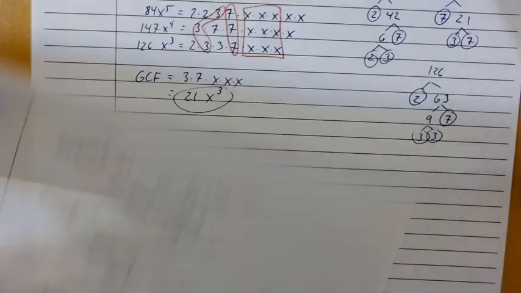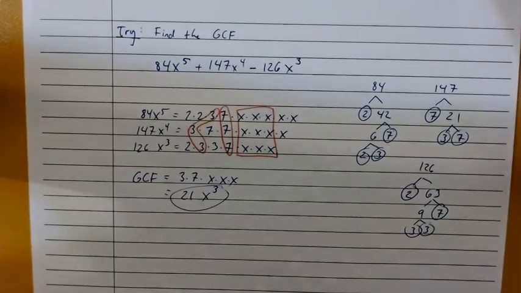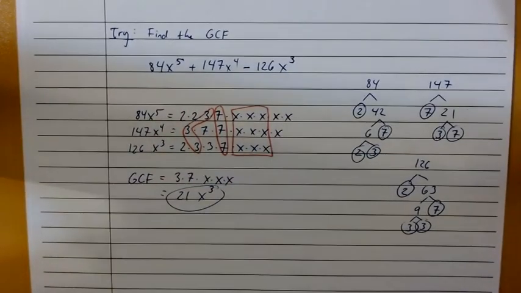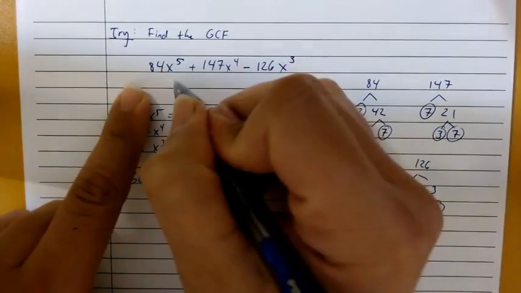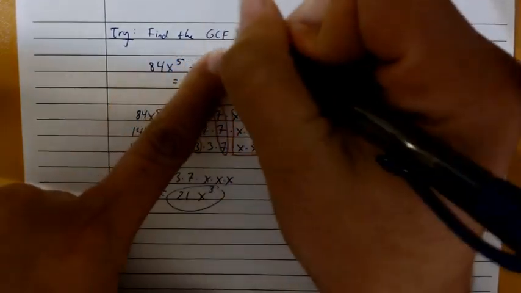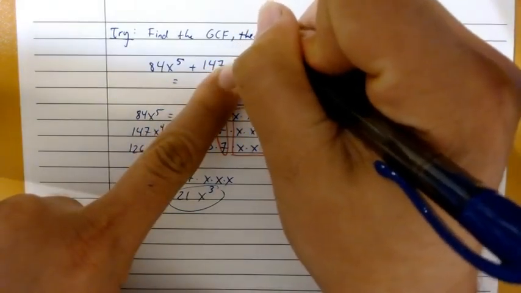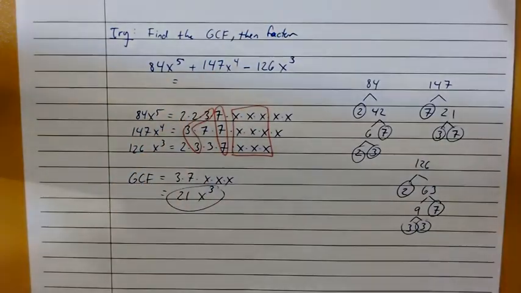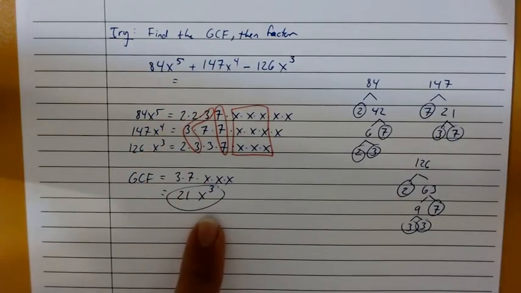So go ahead and give this a try. You already found the greatest common factor. Go ahead and use that and finish the factorization. What is this equal to? So the second part of the directions: find the GCF. Then factor. All right. So go ahead and give that a try. You already know what the GCF is. Finish the problem and factor. Go ahead and pause the video, and once you're done, go ahead and unpause and we'll go through it together.